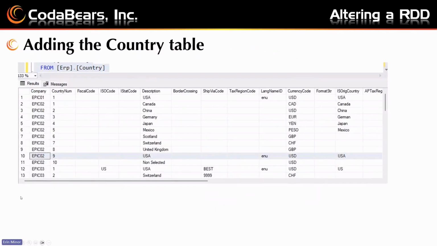We're going to add the country table to our RDD. Sometimes people enjoy adding the country table because you can have ISO codes that might be there based on the country num. There could be tax region codes. There's all sorts of things in this country table that perhaps you want, like ISO, origin country, things like that, that you wanted formatted a specific way for perhaps custom forms or other such things that you may need to change based on what company you're using. So we're going to go ahead and add that country table to the company table.